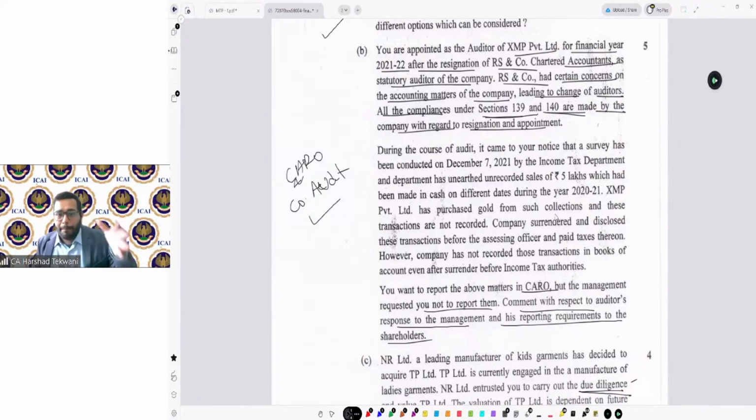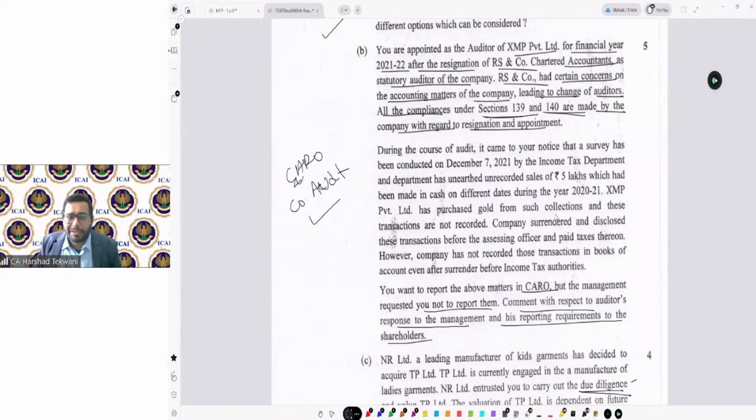Okay. By the time people read this, start building something in the mind. Okay, this could be with respect to the resignation. What are the provisions of resignation? Section 139, 140, like this way. But do not just do that. Read the portion thoroughly first, and then you think, okay, what is being asked?